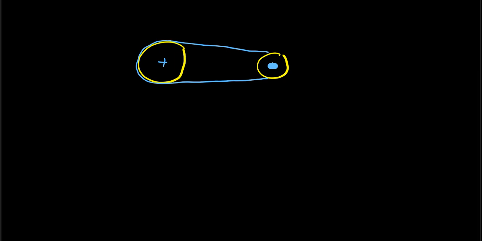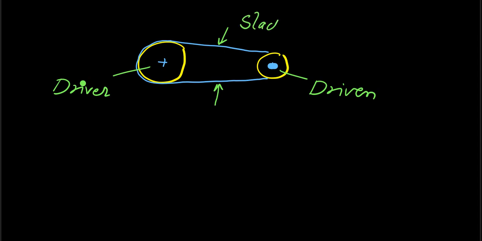Now let us say one is a driver. This part we take as the driver pulley, and the other as the driven or follower, right? Here, two tensions in the belt will be denoted. One will be the slack side, and the other will be the tight side. Now what you have to understand is what the tight side is.